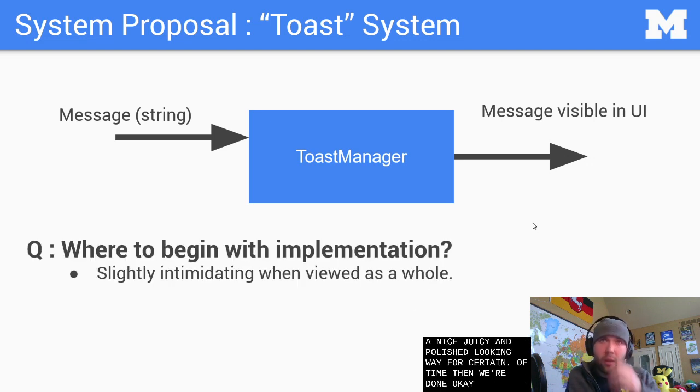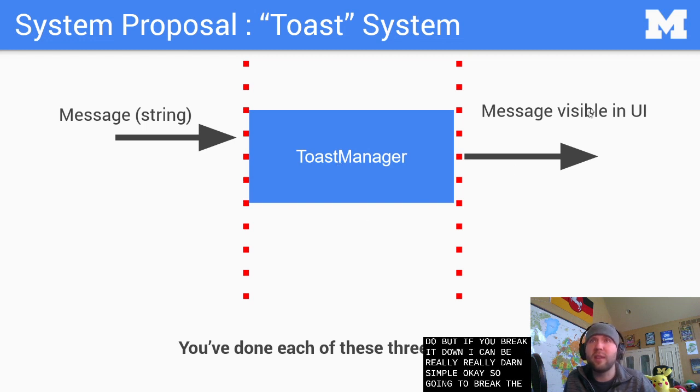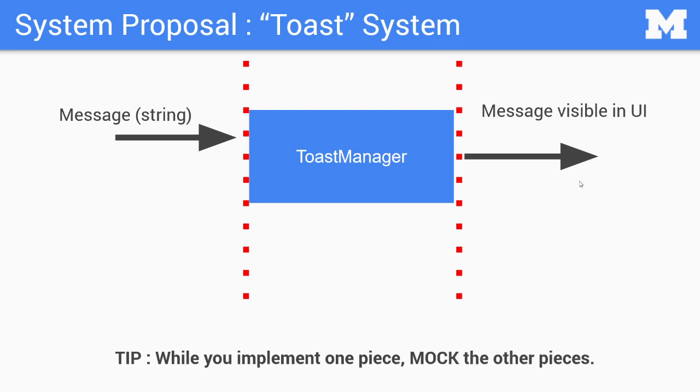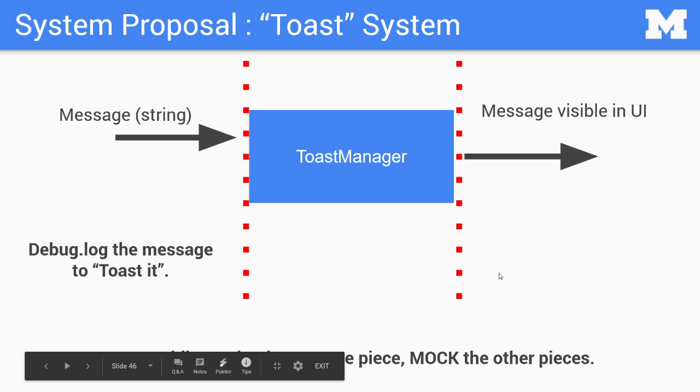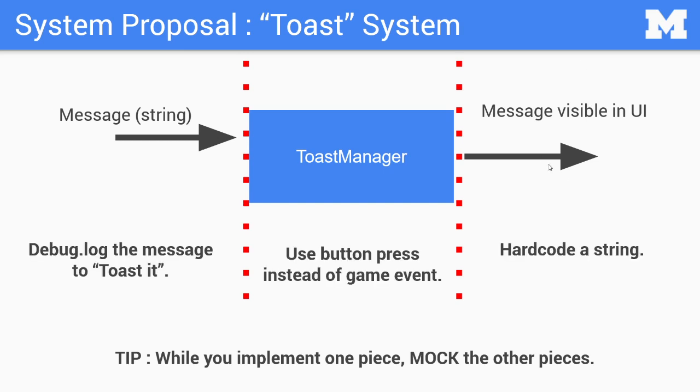So where are we going to begin? Well, systems can be slightly intimidating when you view them as a whole. There are all these things you need to do, but if you break it down, they can be really, really darn simple, okay? So we're going to break these things up. We're going to work on the UI, the system itself, and then integration and sending to the system in their own small pieces, okay? When you implement one piece, you mock the others. So for instance, while we're working on the UI, we're going to mock the actual system and requests, basically creating cheat codes that send in requests to make the UI do stuff, okay? All right, let's get to it.